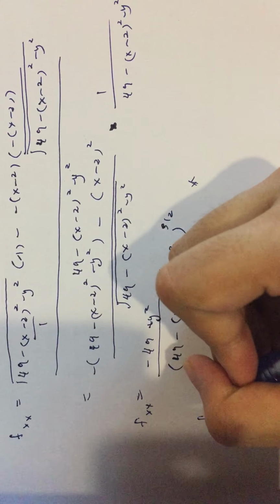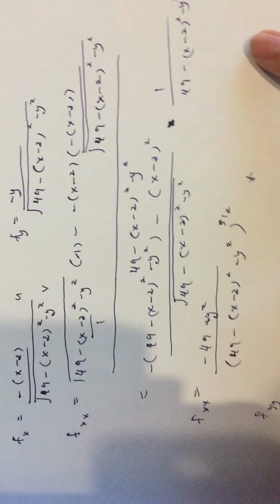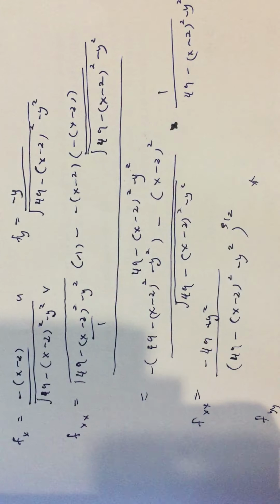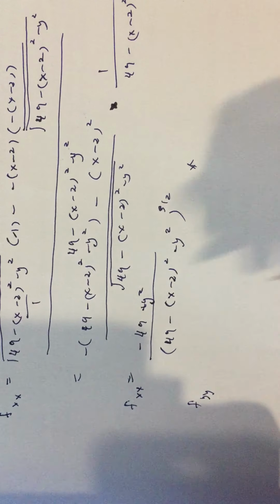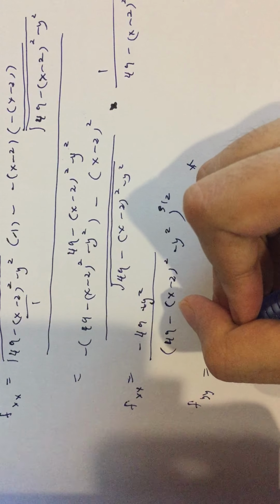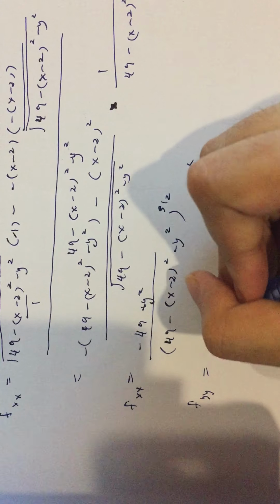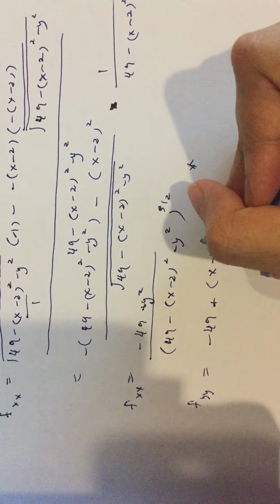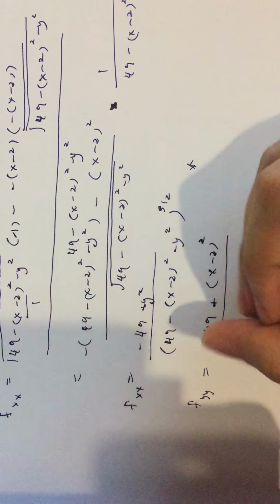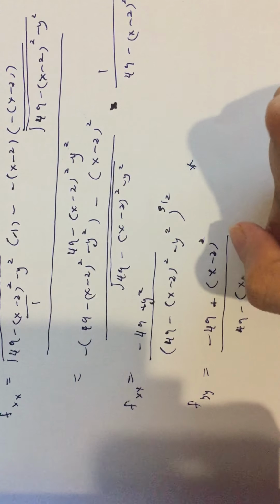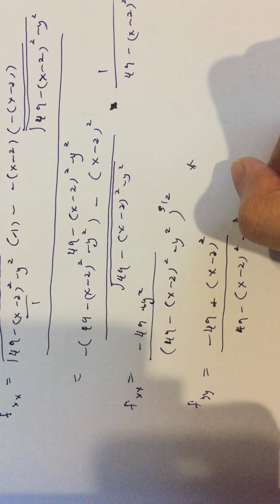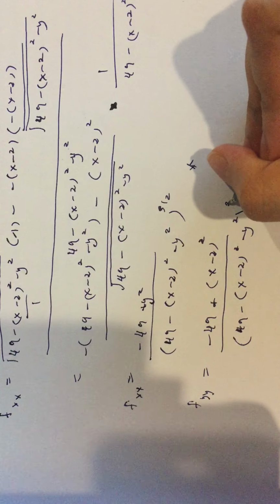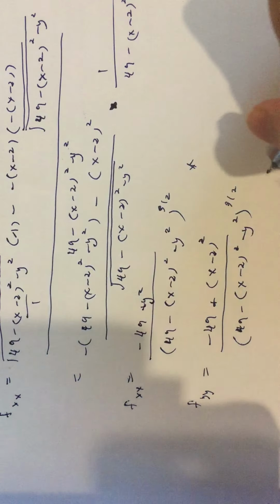So for fyy, so we differentiate this one with respect to y. It actually works the same way. So I just write the final answer. So this one is equals to minus 49 plus (x minus 2) squared over 49 minus (x minus 2) squared minus y squared to the power of 3 over 2. Okay.